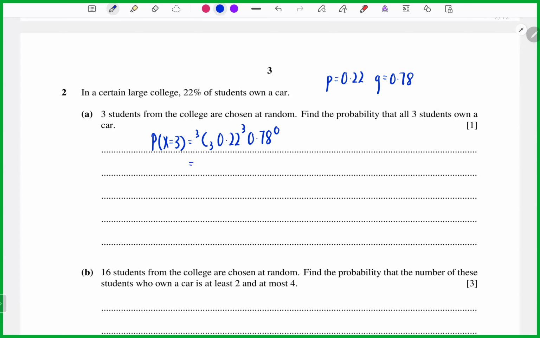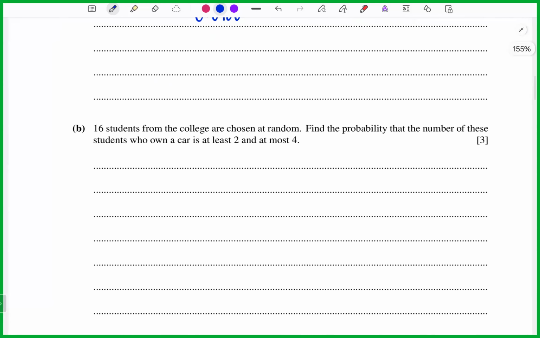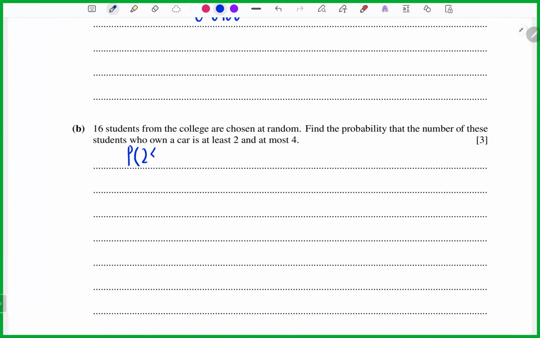And then we will get the answer here, 0.0106. So this is your answer for 2a. All right, so now we can look at 2b. Sixteen students from the college are chosen at random. Find the probability that the number of these students who own a car is at least 2 and at most 4. So you need to find the probability at least 2, and then the maximum is until 4.